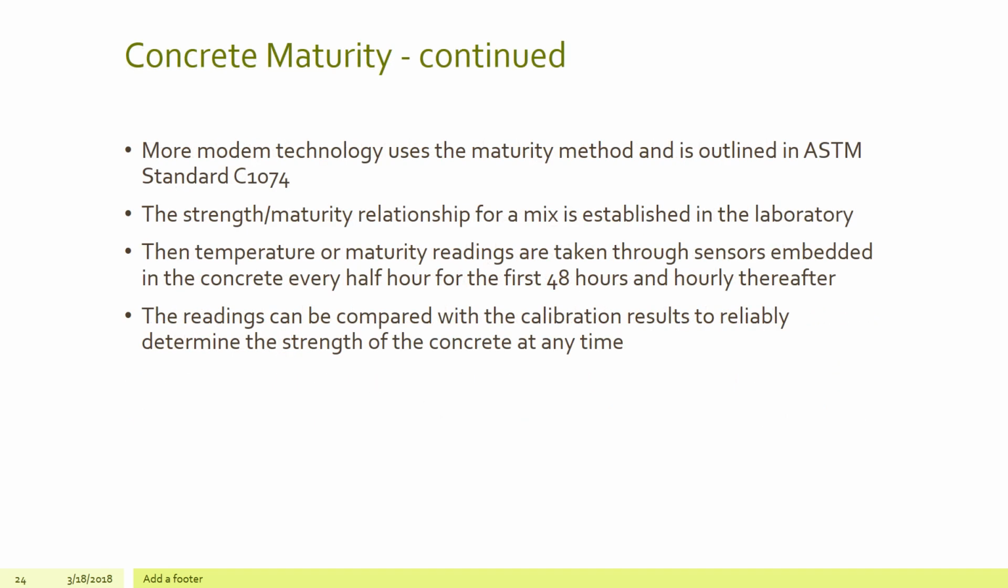More modern technology uses the maturity method, and it's outlined in ASTM standard C1074. The strength maturity relationship for a mix is established in the laboratory. The temperature or maturity readings are taken through sensors embedded in the concrete every half hour for the first 48 hours and then hourly thereafterwards. The reading can be compared with the calibration results to reliably determine the strength of the concrete at any given time.